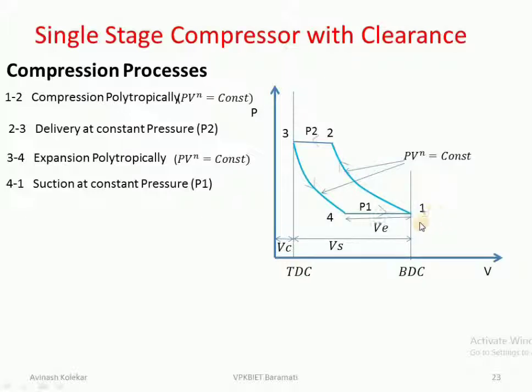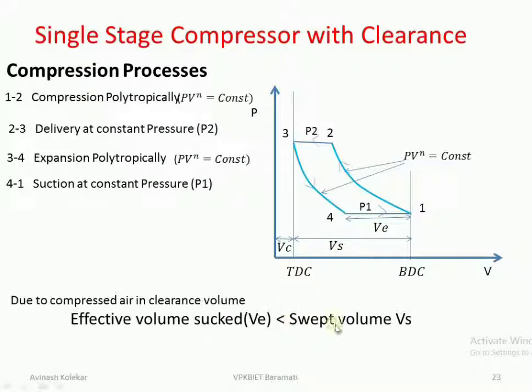So the volume sucked is called the effective volume. So the amount of air coming inside the cylinder is not equal to the swept volume, but it will be less because we are having the expansion from 3 to 4 and suction is only from 4 to 1, and that volume is called the effective volume. So when you consider that there is a clearance, the effective volume sucked is always less than the swept volume.